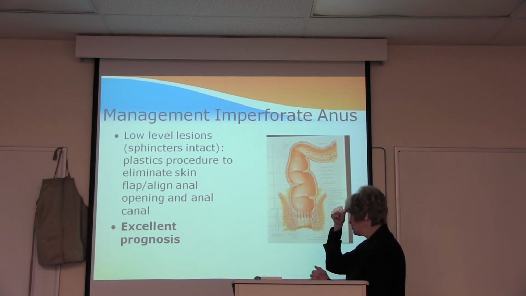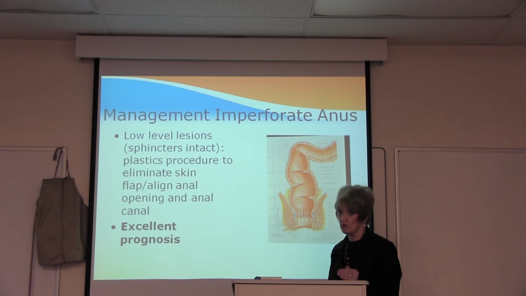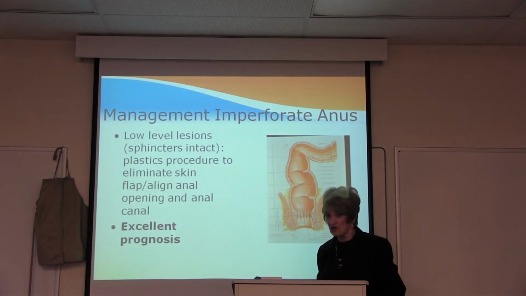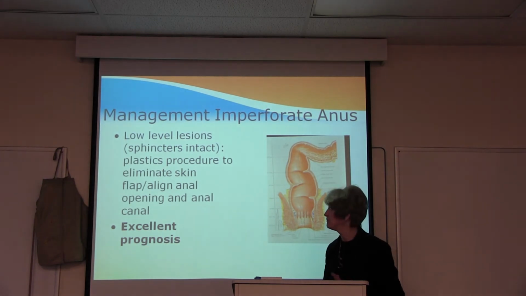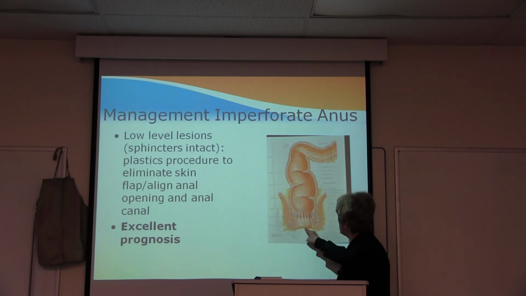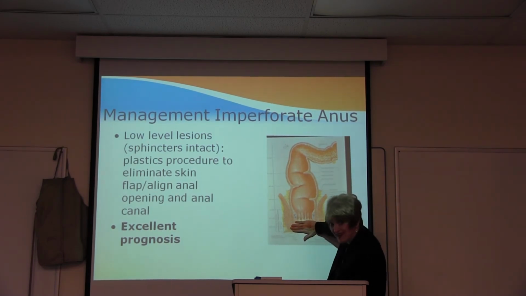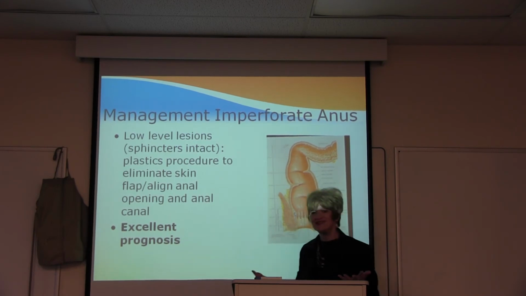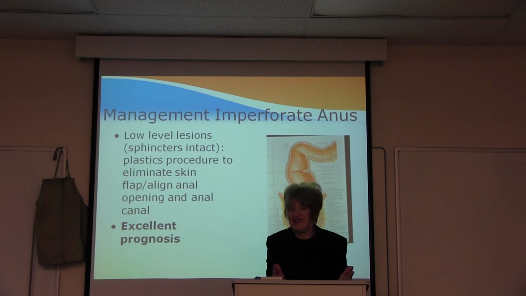So with low-level lesions, both the internal sphincter and the external sphincter formed normally. That's critical. That tells you right there that long-term, this child is going to be continent. So there's one of two problems. Either the anal opening is covered over with skin, or sometimes the anal canal doesn't line up with the anal opening. So the anal canal comes over here, here's the anal opening. Well, you can see those are quick fixes.